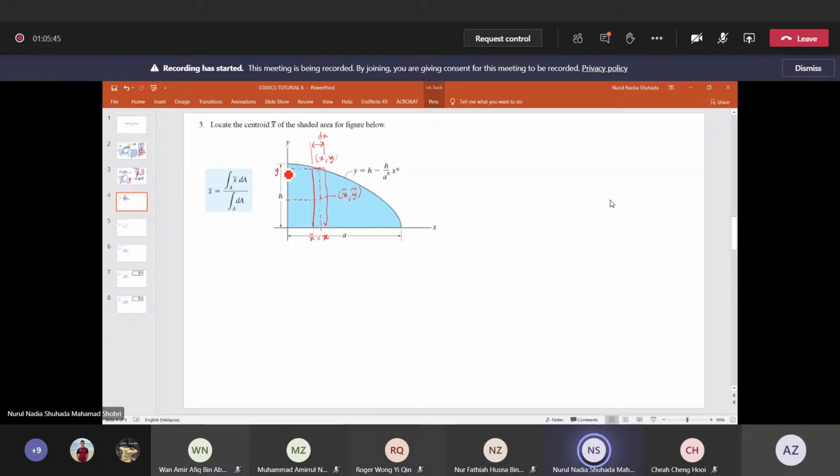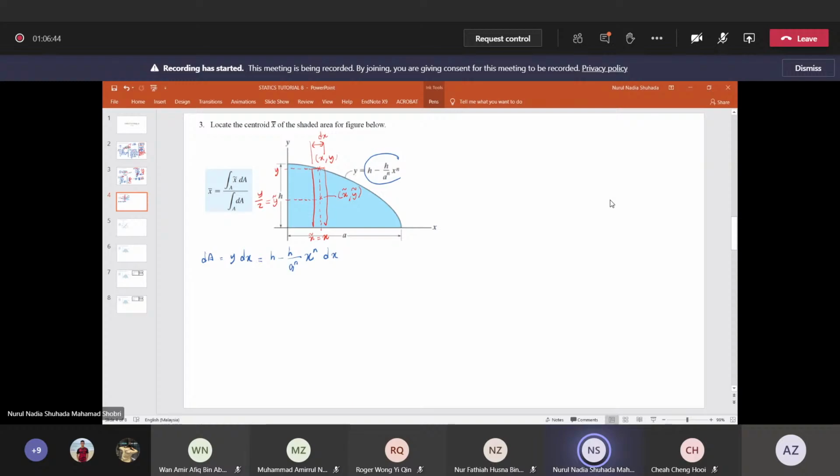So the length of the rectangle is y, and at the center is y at the center. But since this is common geometry, a rectangle, to find the center you just divide by 2. So that means it equals y over 2. Okay, we settle this. Now we can find dA. dA is just length times width. So we have the length y, and we have the width dx. Then you substitute the value of y with the equation here. That will be h minus h over a to the n, x to the n, dx.